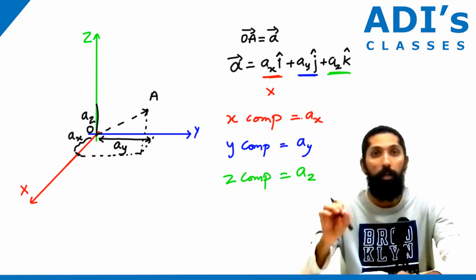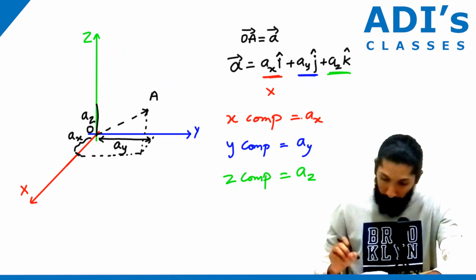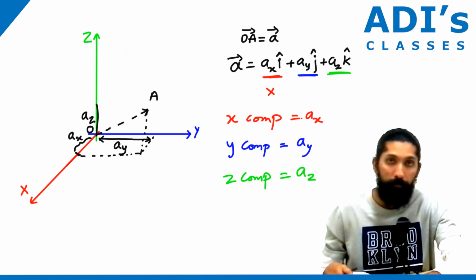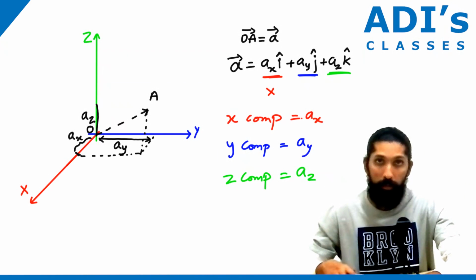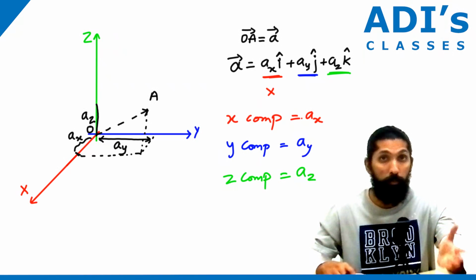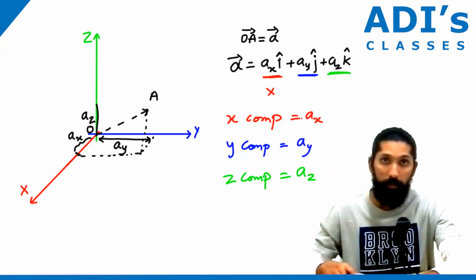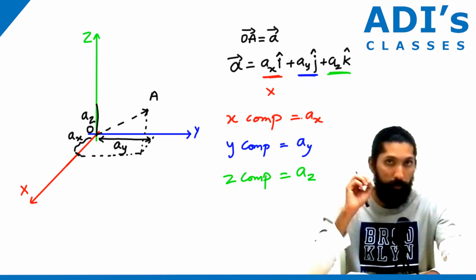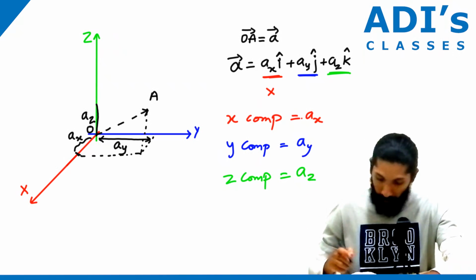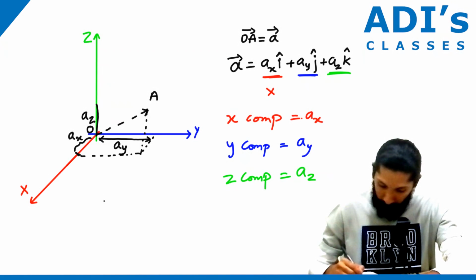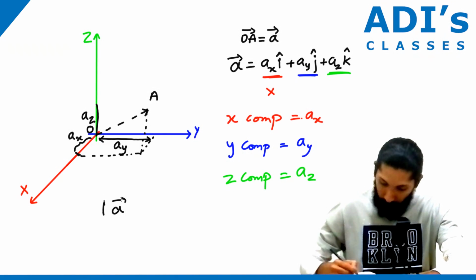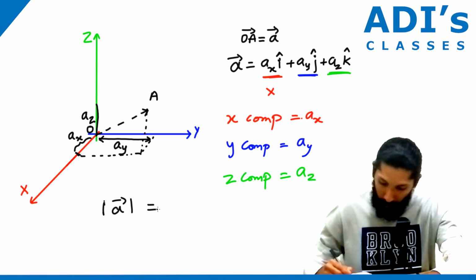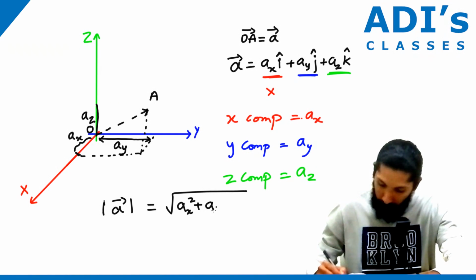Clear? Now that you have understood this, how do we calculate the modulus? Because a vector has both modulus as well as direction, isn't it? So to calculate the modulus of this vector, we have mod of vector A is equal to the root of ax square plus ay square plus az square.